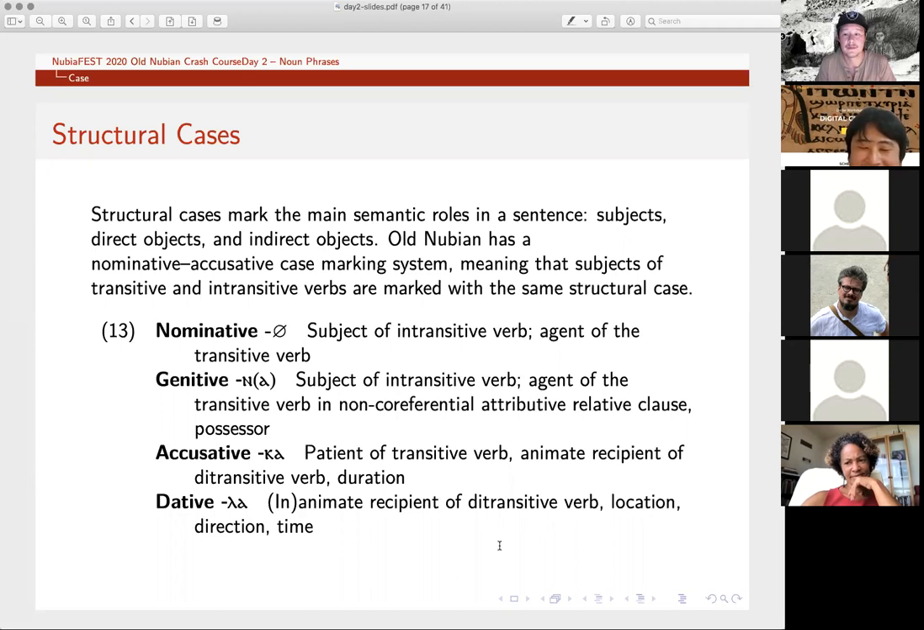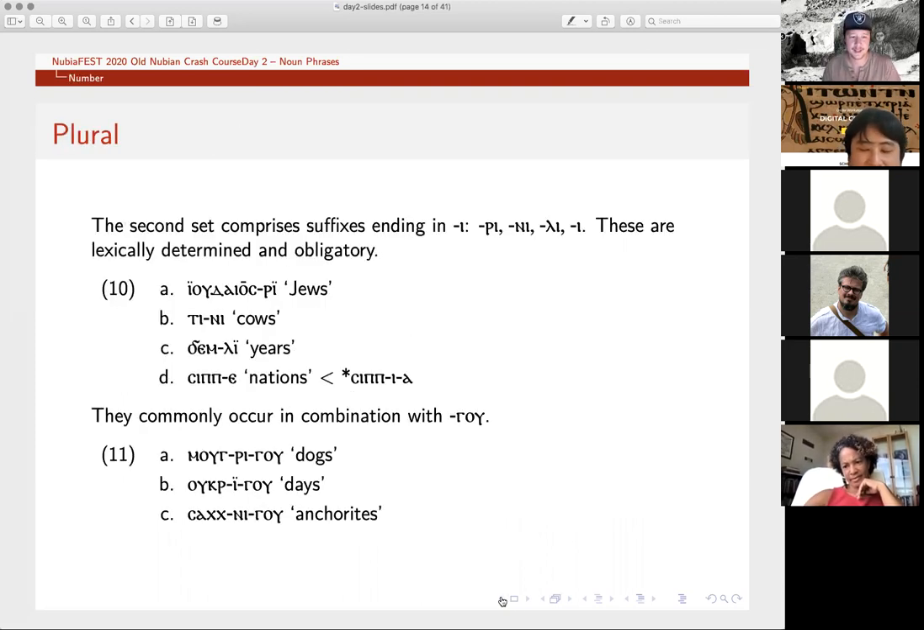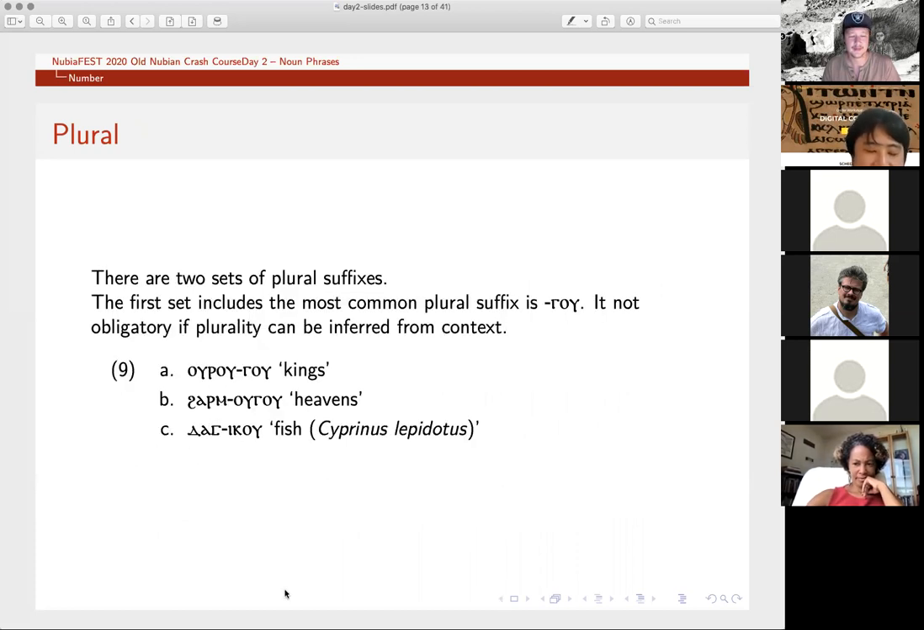Is it okay to ask another very small question? How frequent is the exchange between kappa and gamma, like iku and igu, guku, and so on? Is kappa really a phoneme? Yeah, that's a good question.